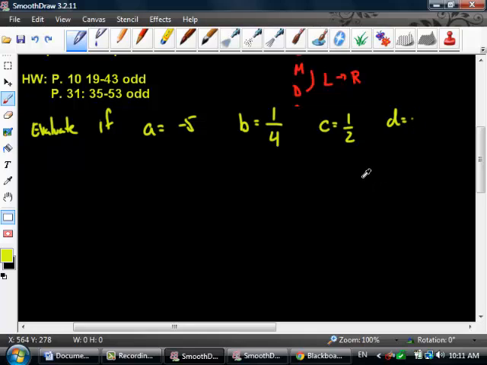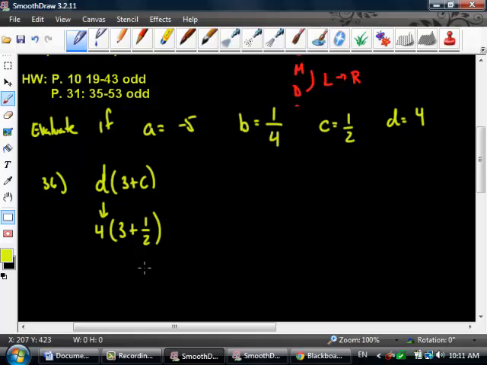That looks like negative 4, sorry. Positive 4. Okay, so when they say evaluate, that basically means plug and chug, right? Evaluate for any given letter. So if I say, look at number 36, D times 3 plus C, what I'm going to do is substitute in my D, which in this case is the number 4. 3 is going to stay that way because it's a number, plus C is going to be replaced with 1/2. Right, any questions about that?